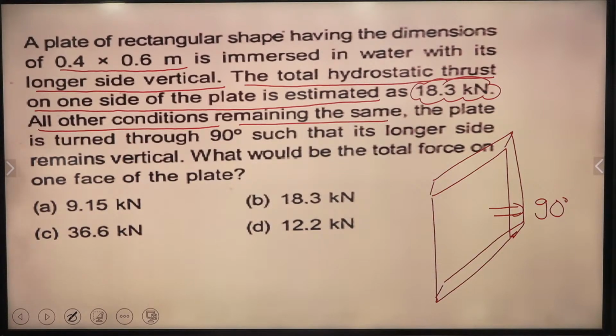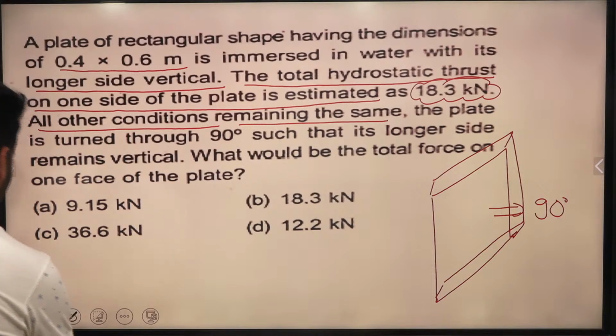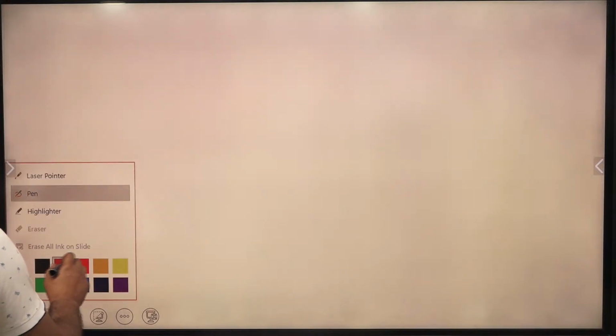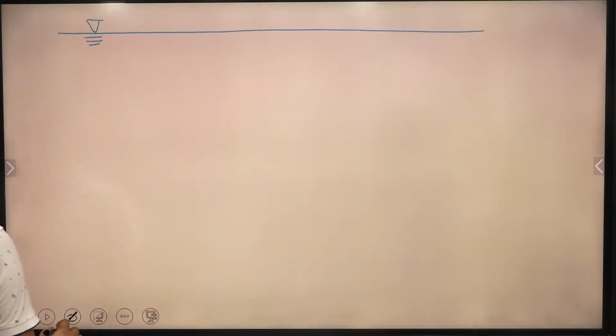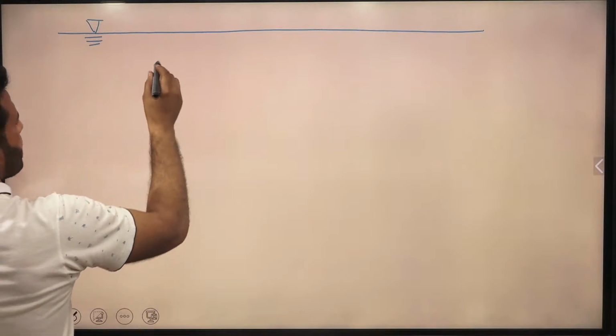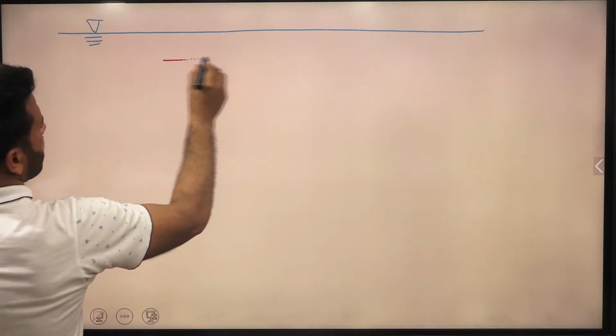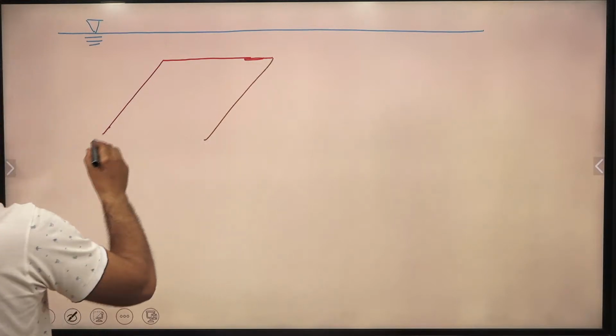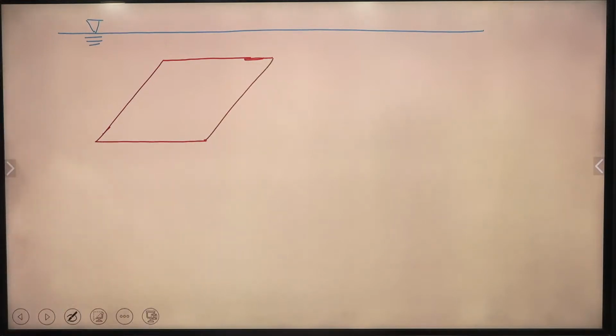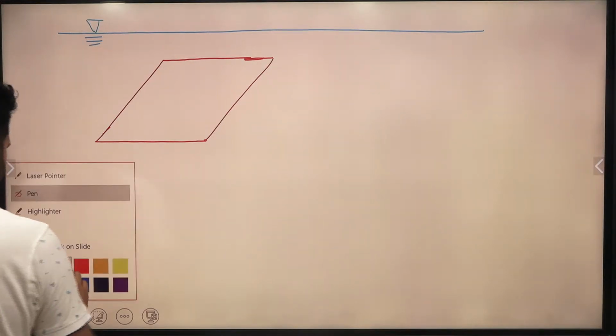Okay, so how will the total force not change? Let me show it with a figure. Suppose here we have the water surface, that will be the free water surface, and in the first case the plate is like this one. Okay, the plate is vertical.